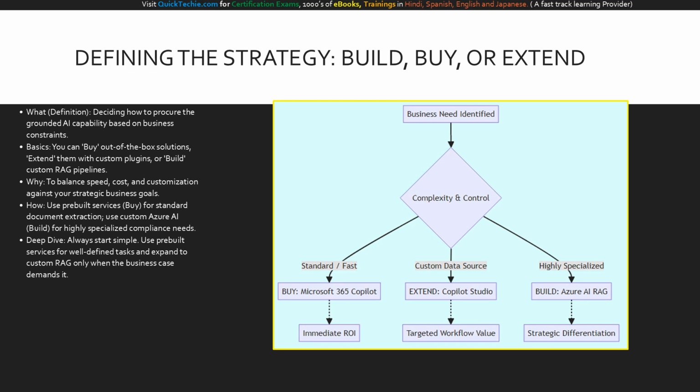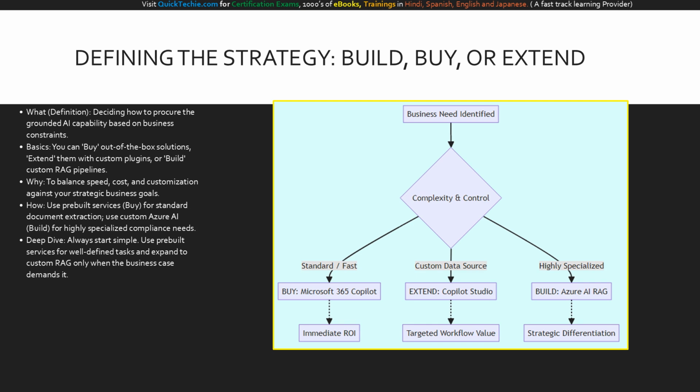With our requirements captured, we must now define our execution strategy: build, buy, or extend. This is where business leaders must balance speed, cost, and the need for customization. If your requirement is standard document summarization grounded in secure employee files, you buy an out-of-the-box solution like Microsoft 365 Copilot. If you need to query your proprietary inventory system, you extend Copilot using Copilot Studio.